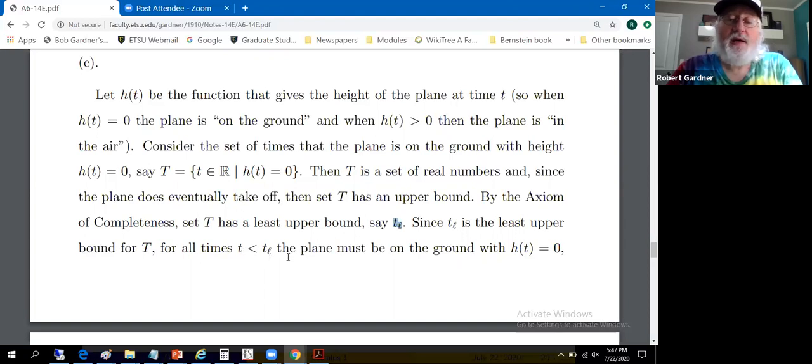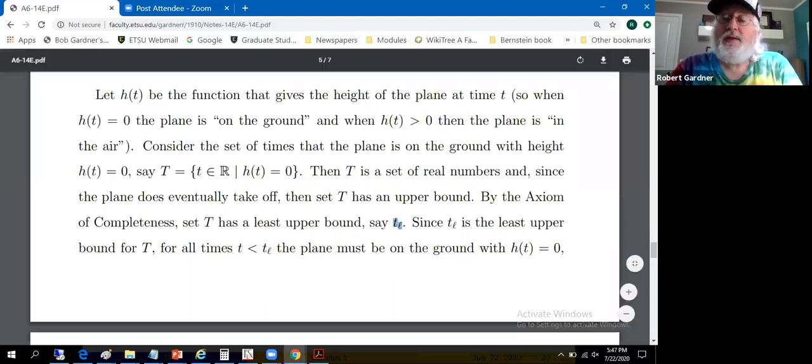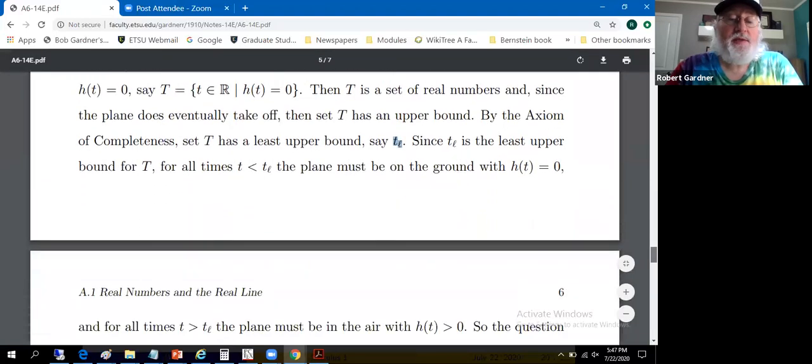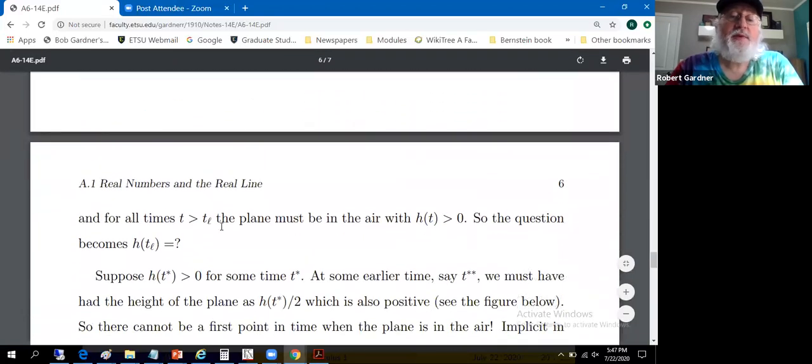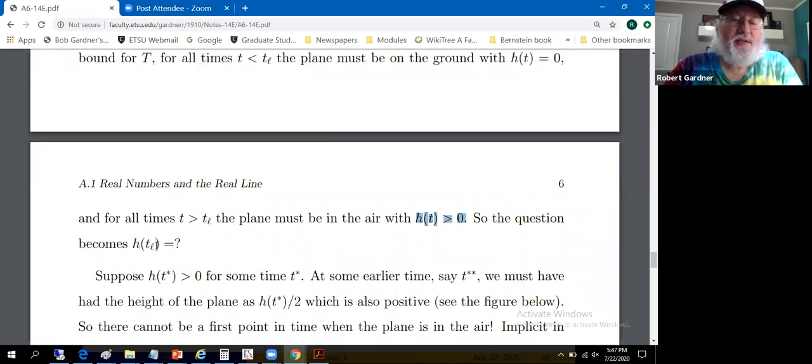T less than T sub L, the plane must be on the ground. It was on the ground up to there. T sub L is the least upper bound of that set of times. So time less than T sub L, plane's on the ground. Time greater than T sub L, plane is in the air. For all times T greater than T sub L, plane must be in the air with positive height, say. So it's the axiom of completeness that guarantees the existence of this mystery time T sub L. This is kind of the boundary between when it's on the ground and when it's in the air.